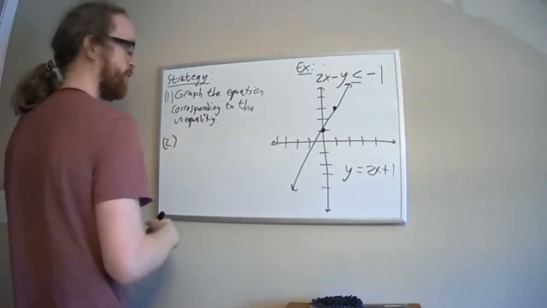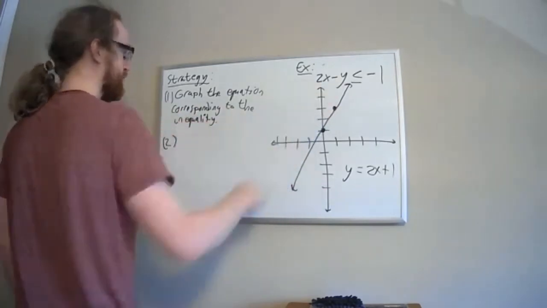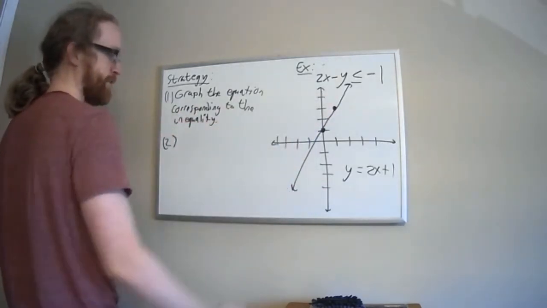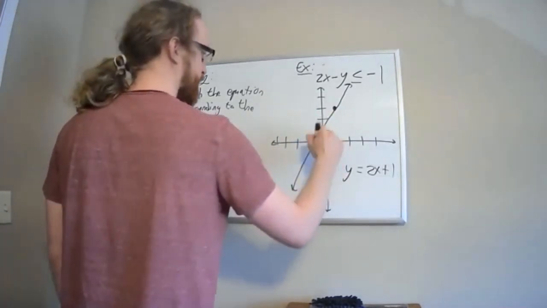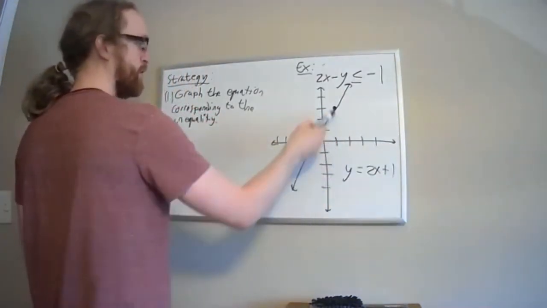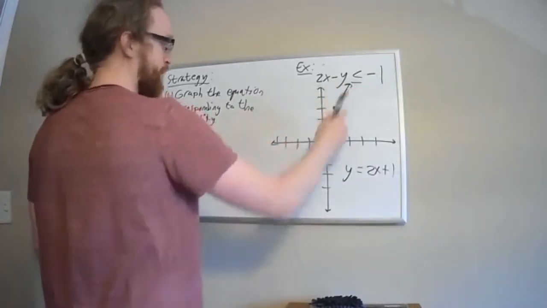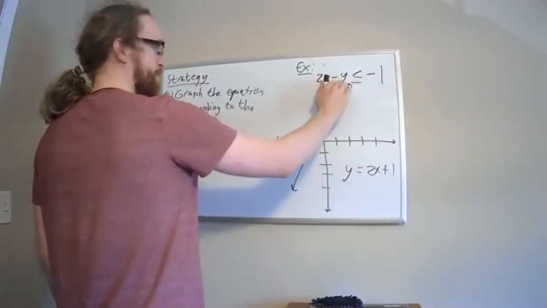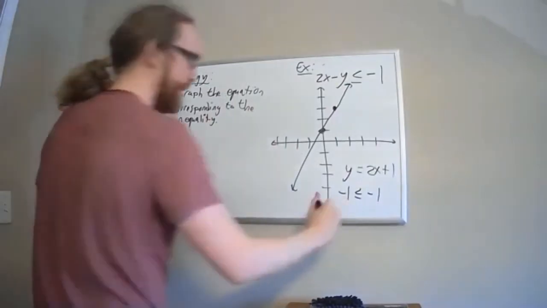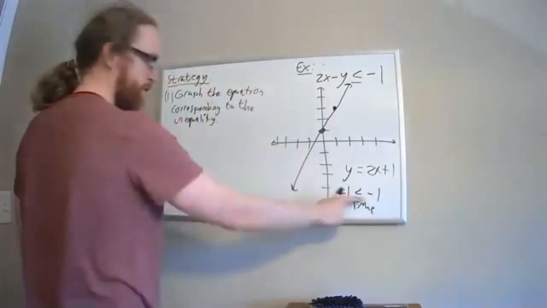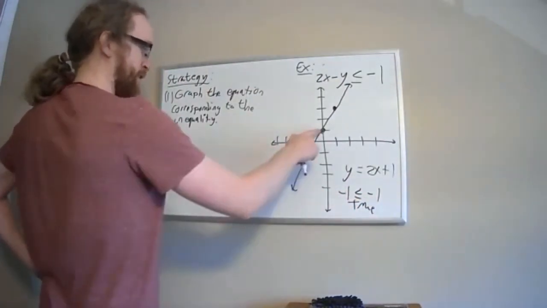Step 2, we're not done, because one thing to check is, are the points on this line solutions? So take something that satisfies this equation. What about the y-intercept? That's (0, 1), right? If I take (0, 1) and plug it into this inequality, do I get a true statement? That's a point on the line. Let's plug it in. Plug in (0, 1), I'll get 0, and then -1. I'll get -1 less than or equal to -1. Is this true? Yes, it's true, because I get equality, -1 equals -1, and this is less than or equal to. That was a point on the line, and I got a true statement.